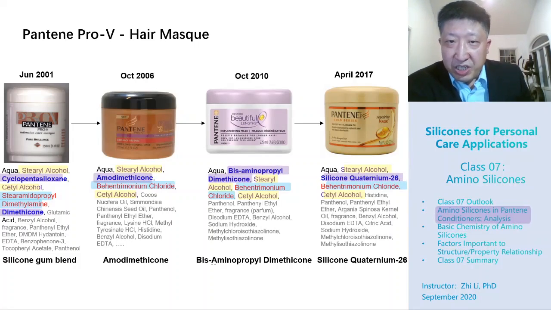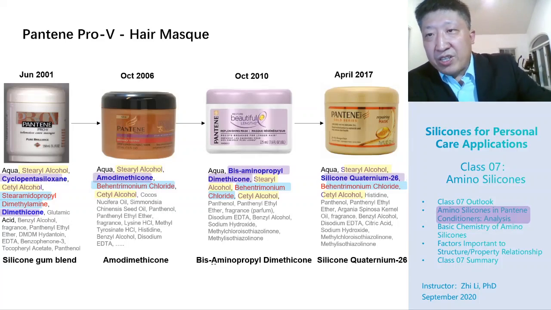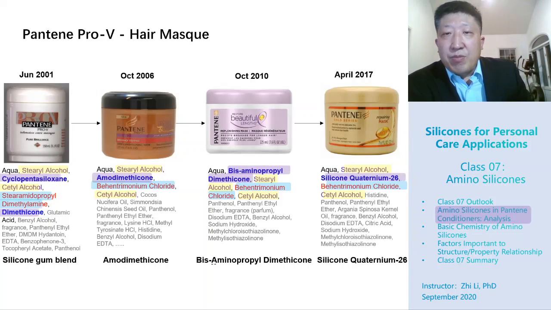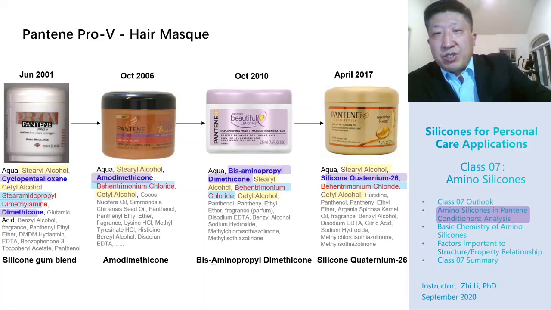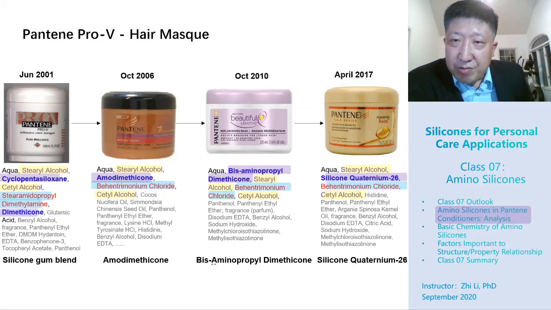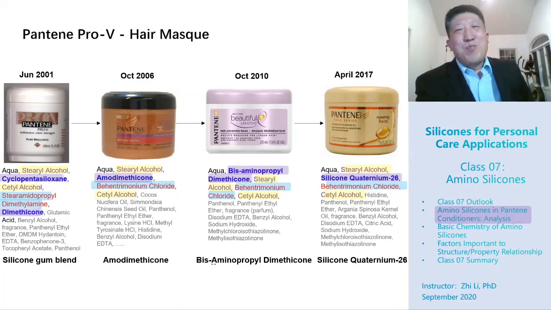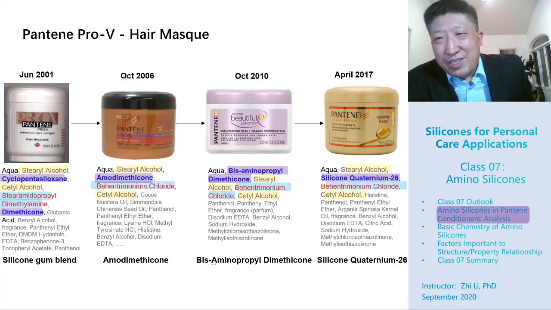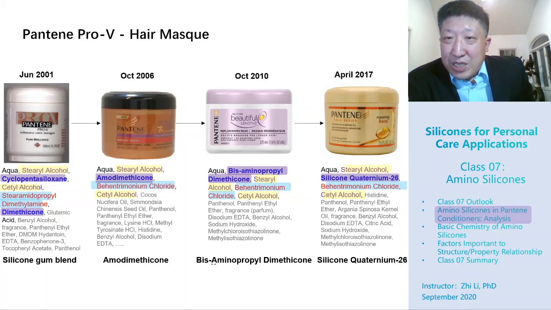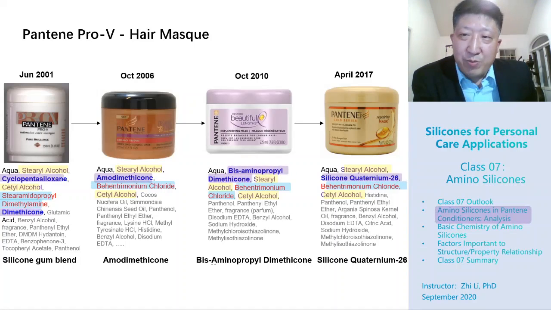We talked a little bit in the past, and I'm probably going to talk more in the next class when I do a summary of all the silicone usage. About 10 years ago, there was a big shift in what type of silicones P&G would use for their flagship Pantene conditioners: bis-amino propyl dimethicone. And then very recently, about 3 or 4 years ago, they started using something different, silicone quaternium 26, for example, or silicone quaternium 25.